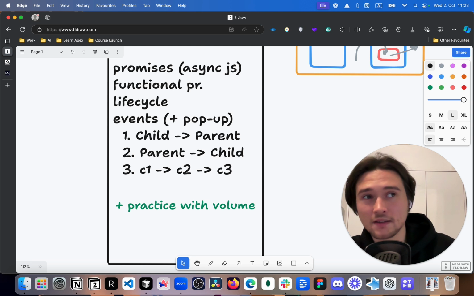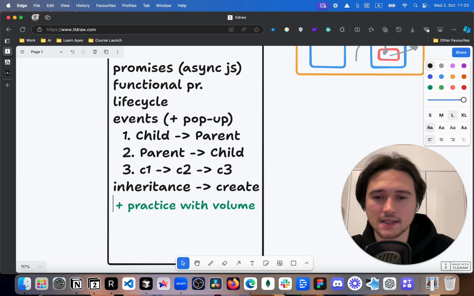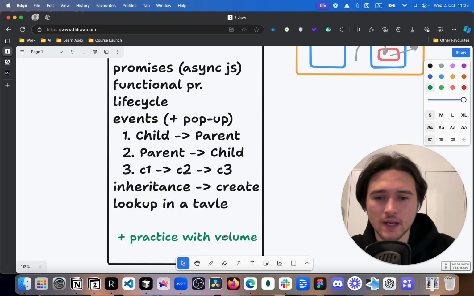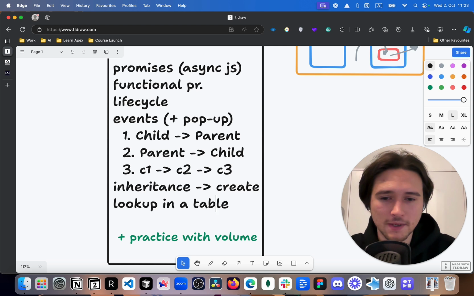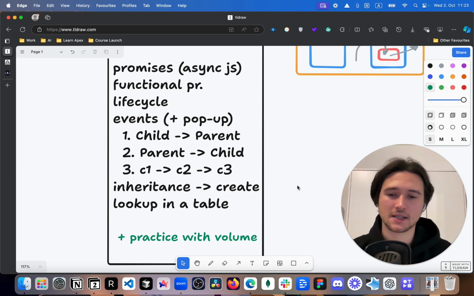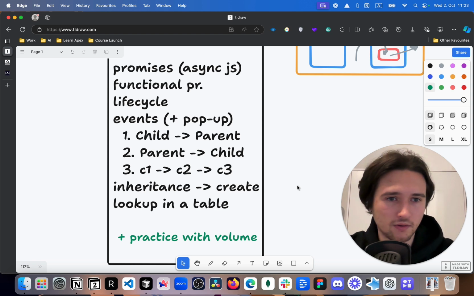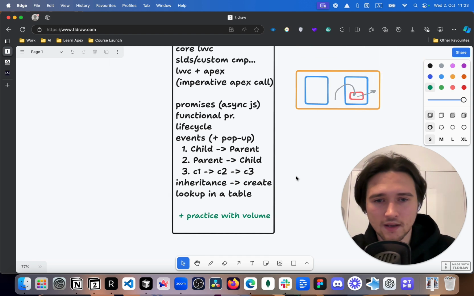Maybe another thing that I did not mention here is something like inheritance. For example, create a lookup in a table. This is basically where you extend the lightning table and then create another cell type in the table. This is also a topic that we usually discuss with people that are doing great and that are quite advanced.